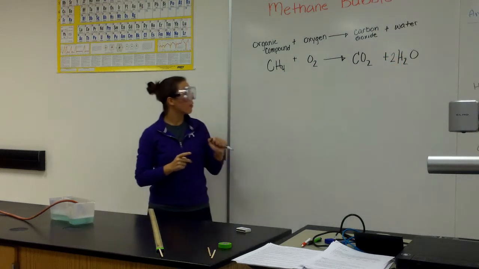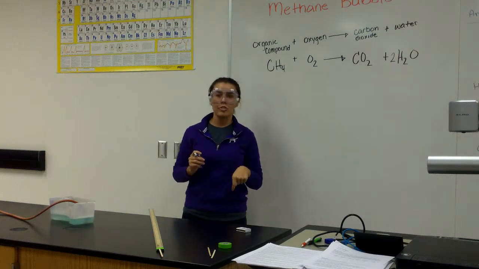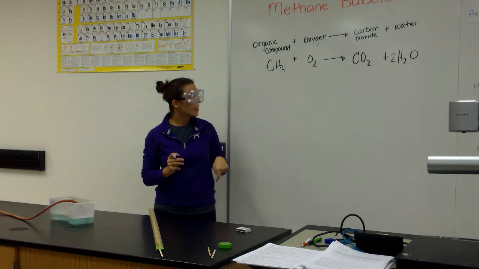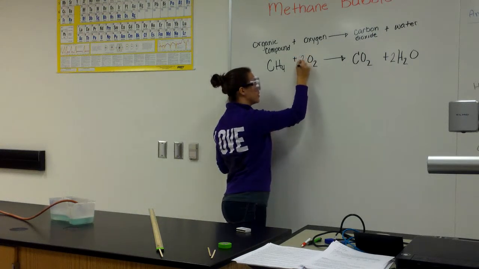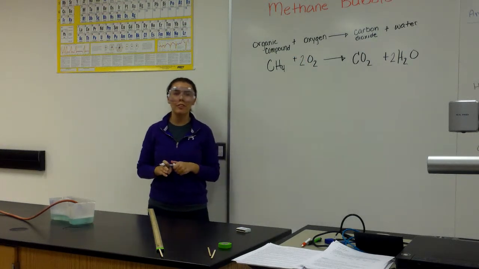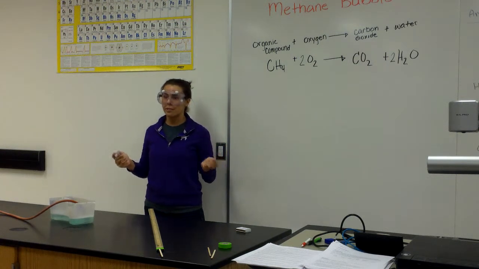Okay, so now we have 4 hydrogens, which looks good over here. And how many oxygens do we have? 4 on one and 2 on the other. So what should we do now? 2 in front of the O2. Great, so now we have a fully balanced chemical equation for the combustion of methane bubbles.